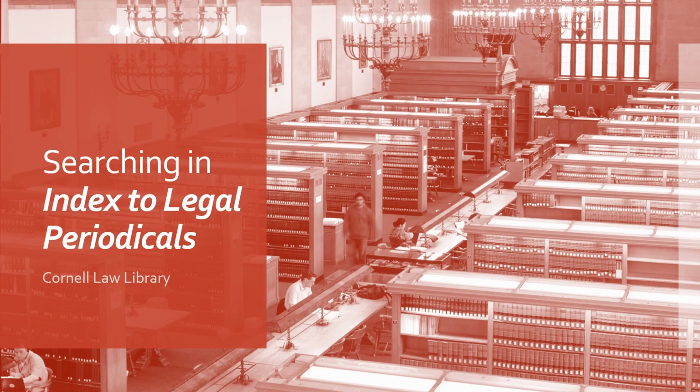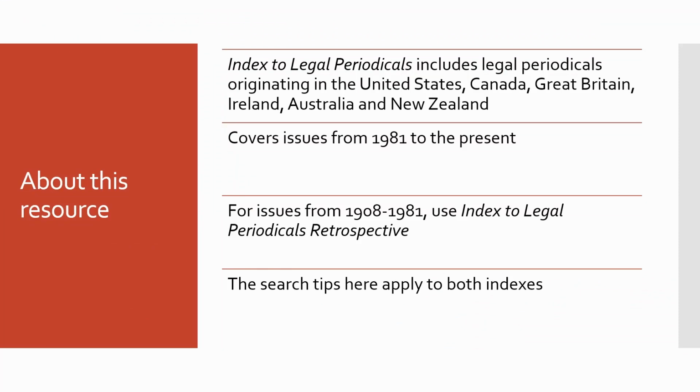This tutorial will show you how to search in the Index to Legal Periodicals and the Index to Legal Periodicals retrospective. The Index to Legal Periodicals includes legal periodicals originating in the United States, Canada, Great Britain, Ireland, Australia, and New Zealand. It covers issues from 1981 to the present. For older issues dating back to 1908, you can use the Index to Legal Periodicals retrospective. Both indexes use the same interface, so the search tips here will apply to both of them.